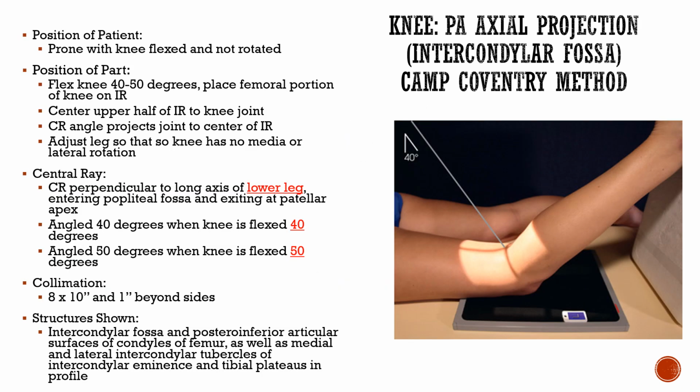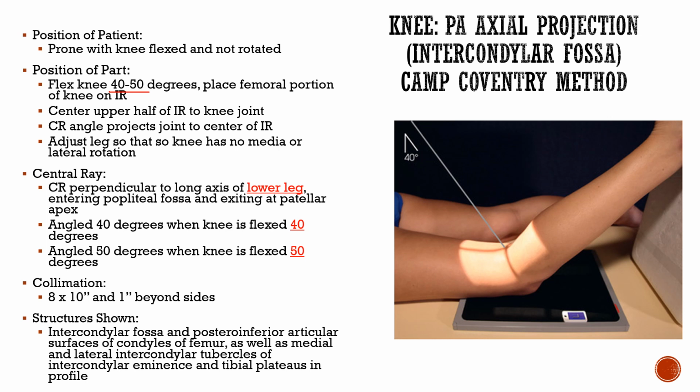The second method we can do for which we can perform the intercondyloid fossa is the Camp Coventry method. Our patient is prone with the knee flexed and not rotated. They're going to flex their knee either 40 or 50 degrees. We'll look at the difference in a moment. We're going to center the upper half of the image receptor to the knee joint, and we're going to project the joint into the center of the image receptor.